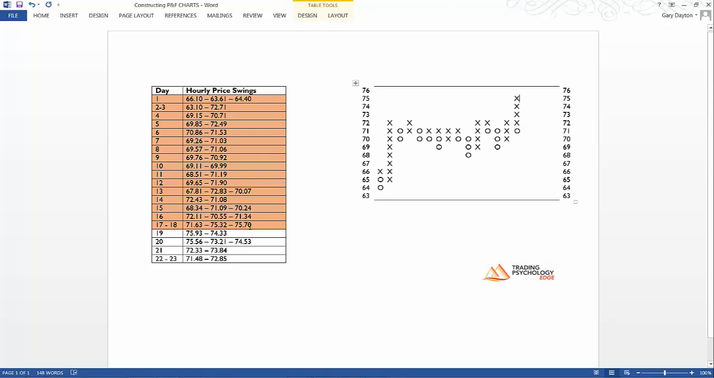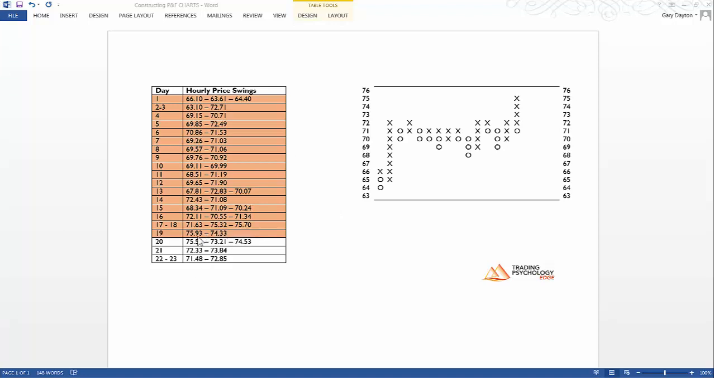Seems like there should be a pullback there. Let me check the data here. Hang on. I think I just transposed these. It went up to 75.70 and then came back to 75.32. Going up to 75.70 still doesn't get us up to 76. So our point and figure chart is okay the way it is. And ending at 75.32, we didn't get down to 74, so we stay here at 75.